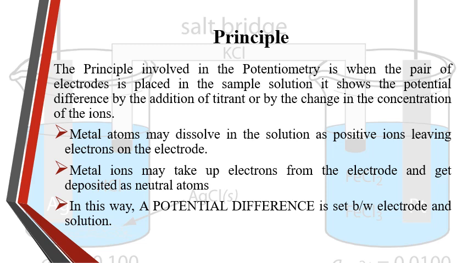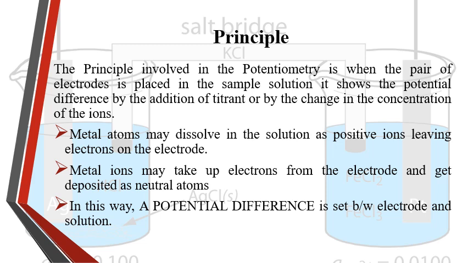The principle behind potentiometry is that when a pair of electrodes is placed in a solution, the potential difference changes as the concentration of ions changes. This is often observed during titration, where the potential shifts as the analyte reacts with the titrant.